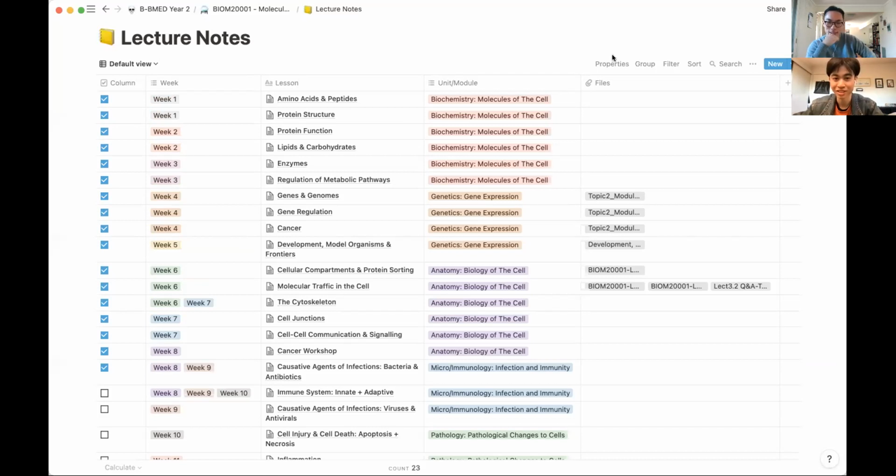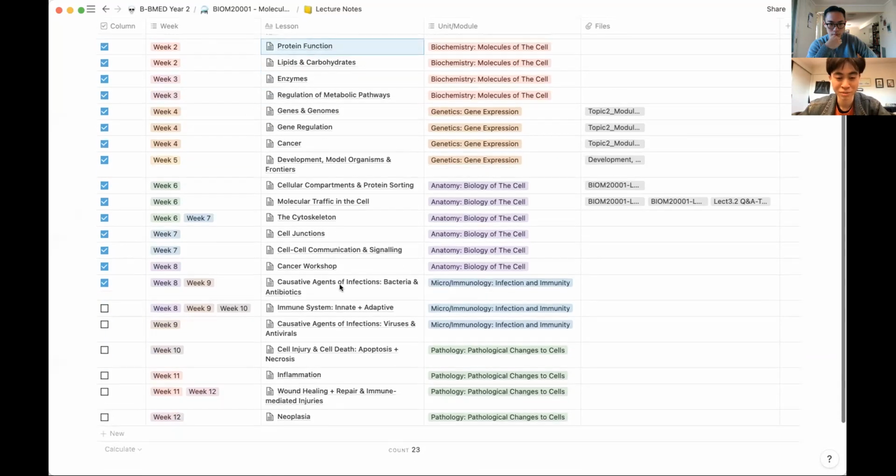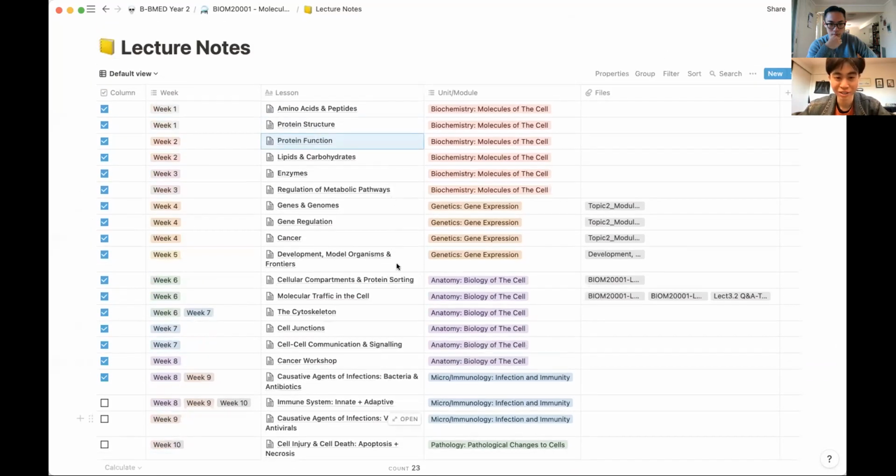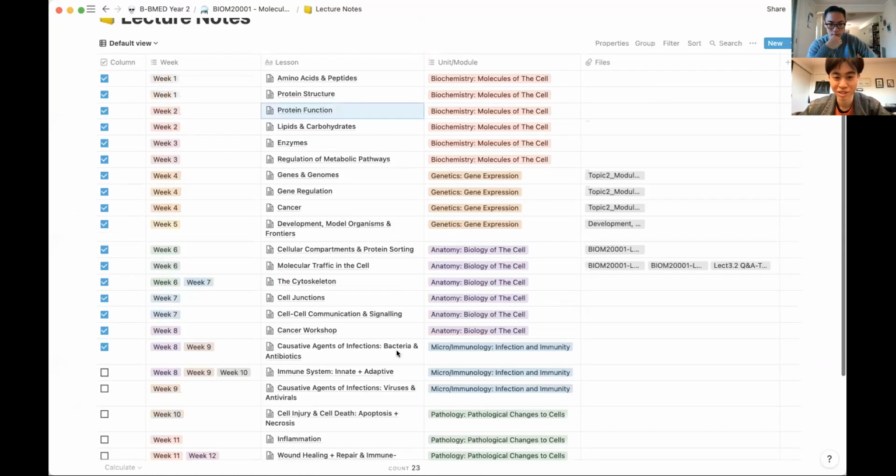That's right. Okay. This is pretty much how I did my notes. I did them by little subtopics, and I had the big blocks in different colors.